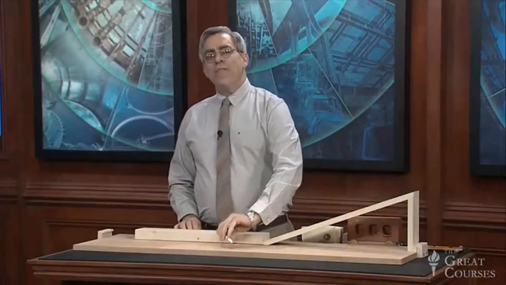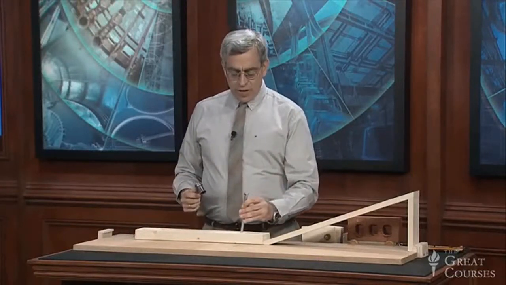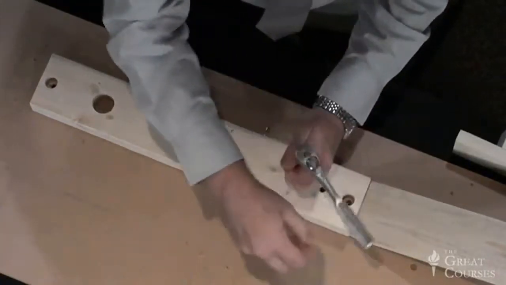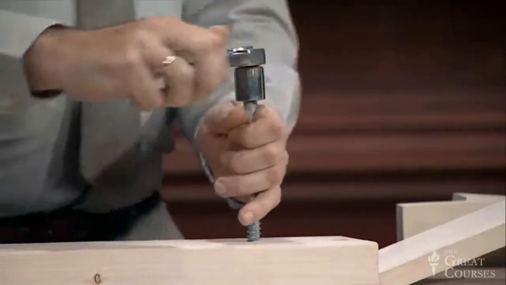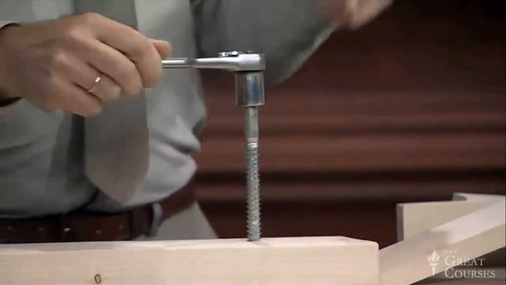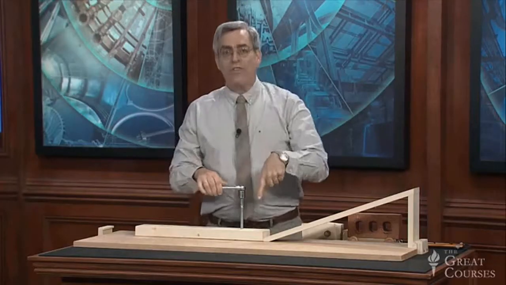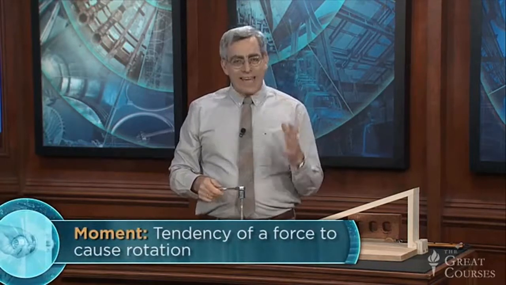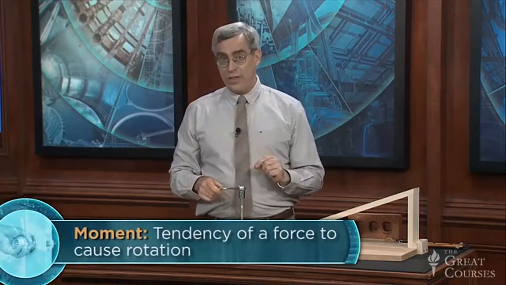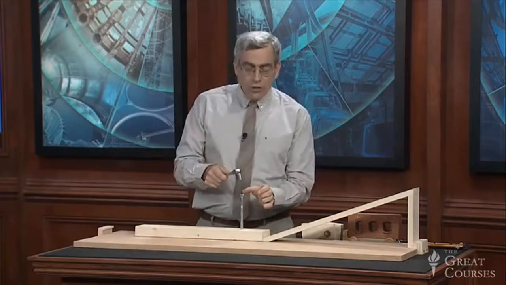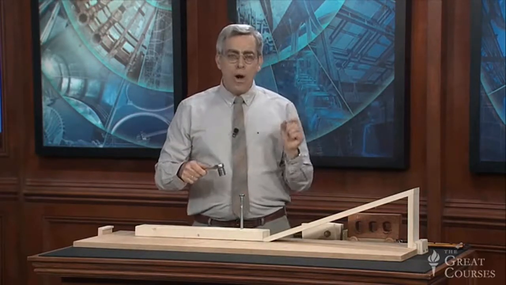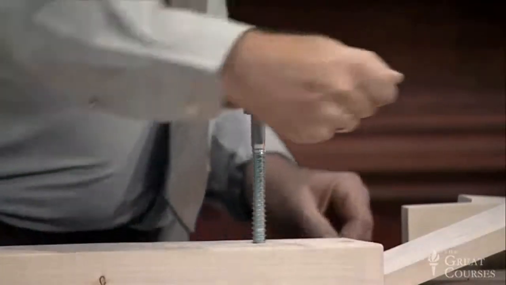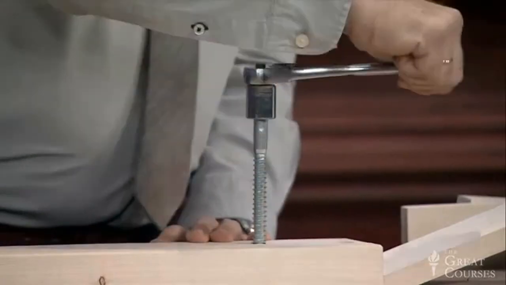In all cases, the purpose of the screw is to convert rotational motion into linear motion, or to convert a rotational force, which we call a moment, into linear force directed along the length of the screw. Now, a moment is defined as the tendency of a force to cause rotation. If I place my wrench onto this bolt head and then apply a 1-pound force to the handle, like this, I'm applying a moment to the bolt.